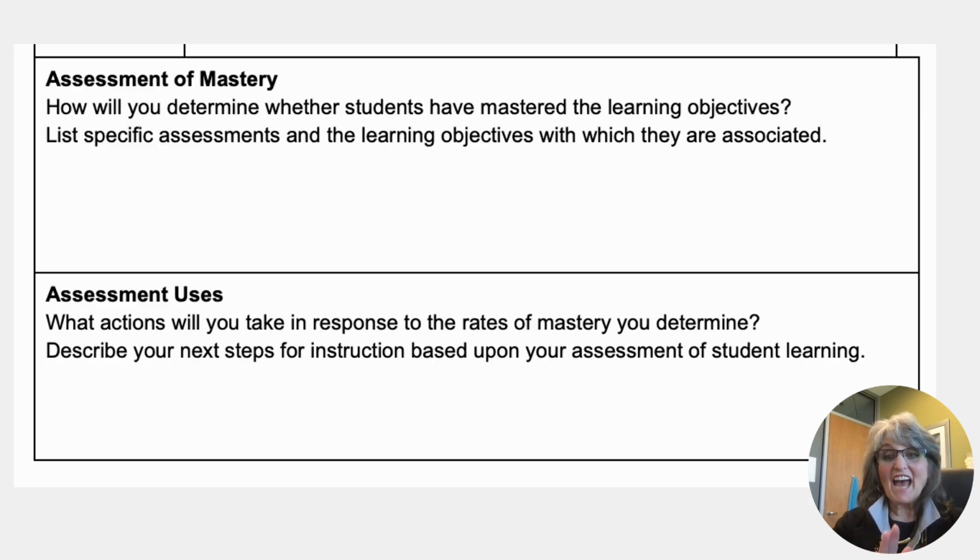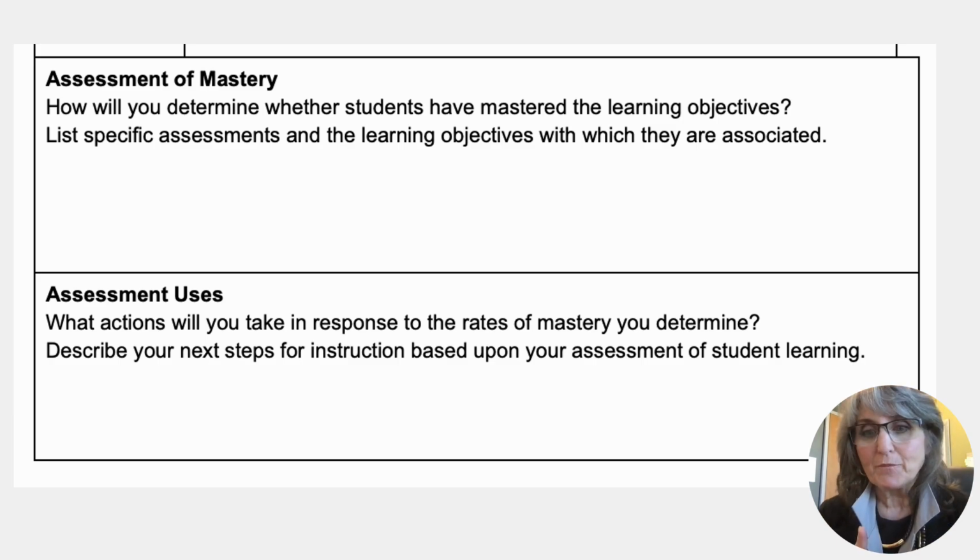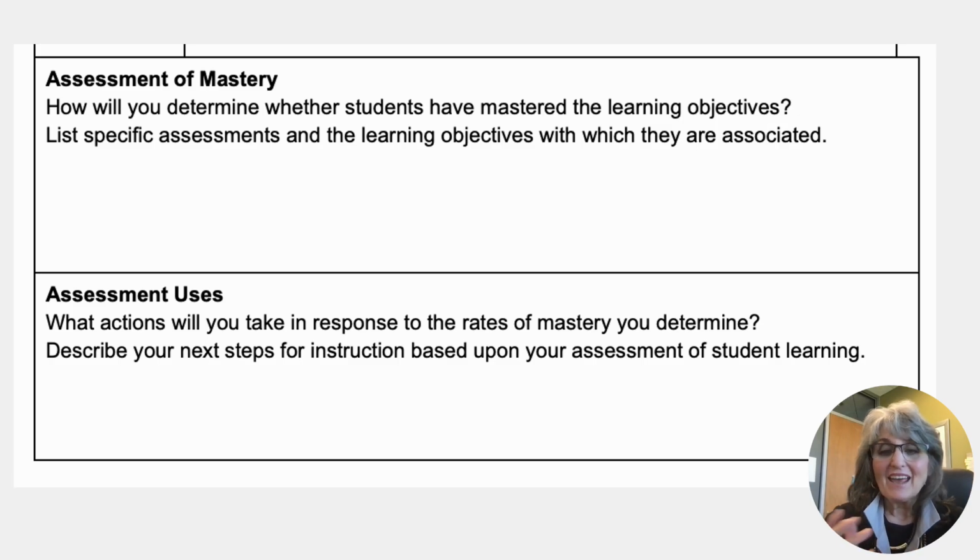Well, we are at the final two stops of this lesson plan template. The first one says assessment of mastery. All right. So how will you determine whether students have mastered the learning objectives, and list specific assessments and the learning objectives with which they are associated? All right, so you're going to answer these questions. How are you going to determine whether students have mastered the learning objectives? What are you going to talk about here?